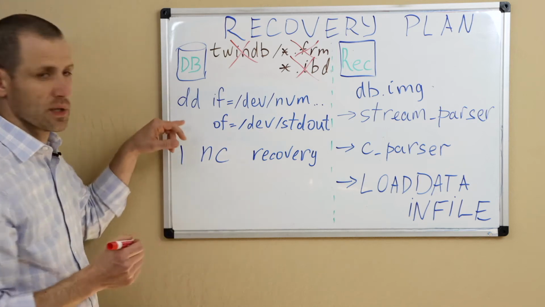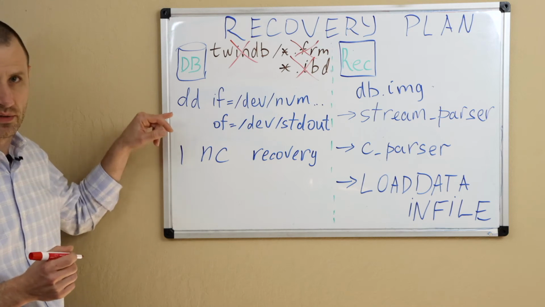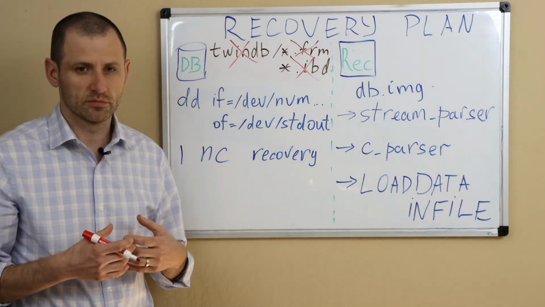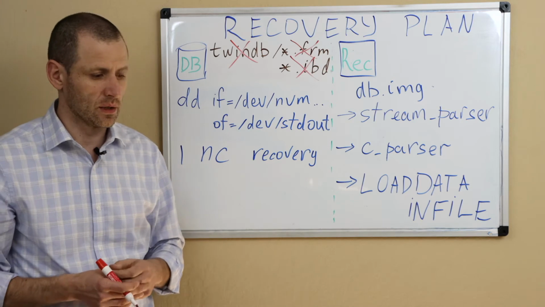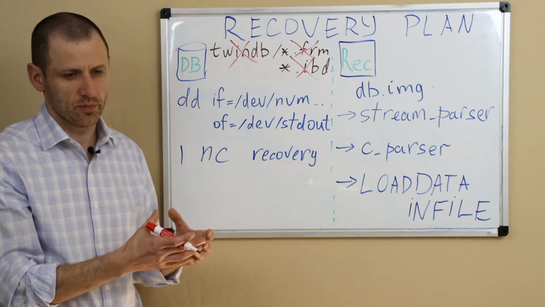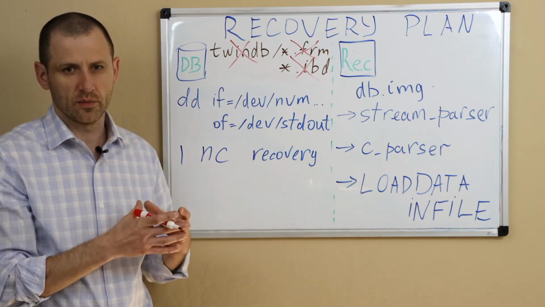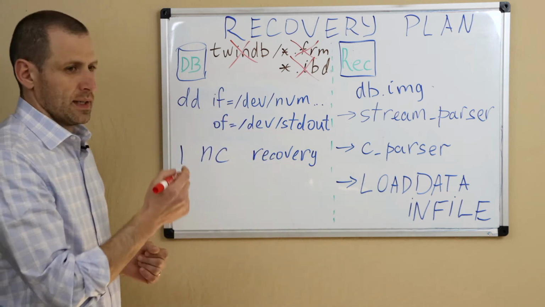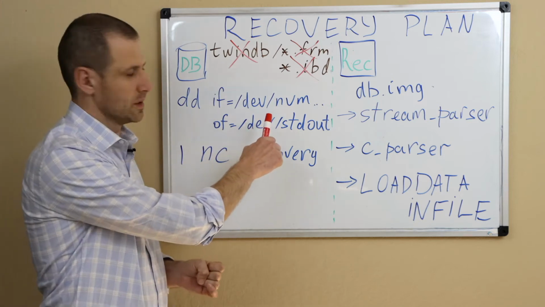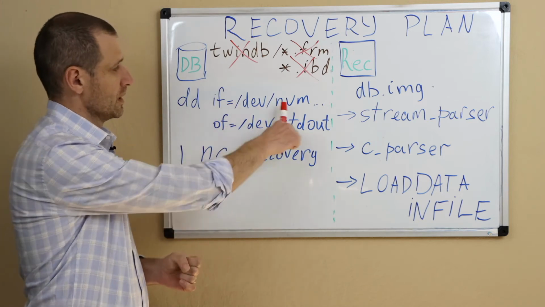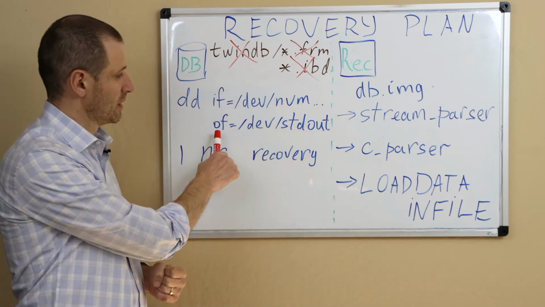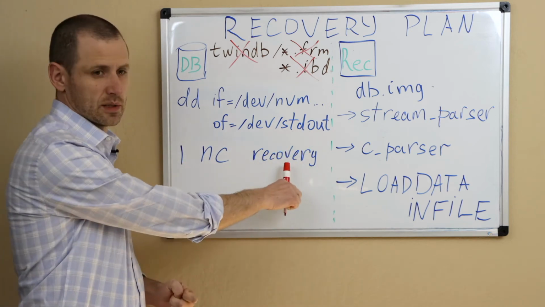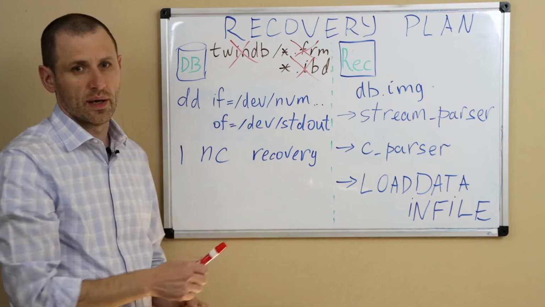For that, I will use the disk copy utility, which is dd. It's an old Unix utility. It's available on probably every machine, and it does a very simple job. It reads the input file and writes the content to the output file. We will specify the disk partition as the input file. As output file, we will specify standard output, because we will pipe it to netcat, and over the network we will transfer it to a recovery server.